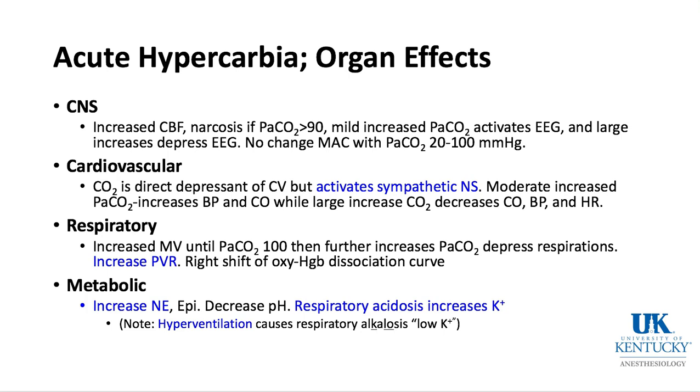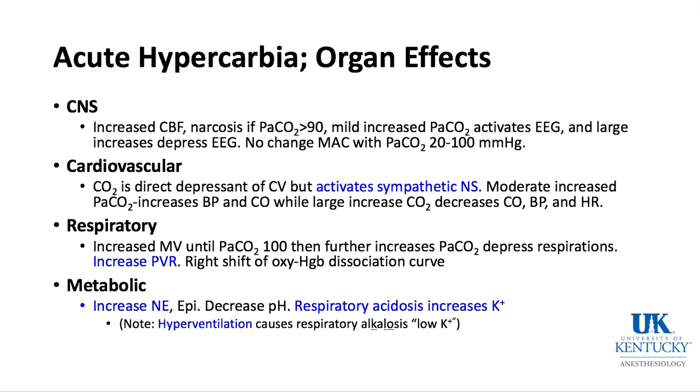What about the heart? CO2 is a direct depressant of the cardiovascular system, but in an active sympathetic nervous system, when the CO2 comes in, it activates it, and catecholamines go up. So the indirect effect is a rise in catecholamines, sympathetic stimulation, and a rise in blood pressure, heart rate, and cardiac output until the CO2 rises so high, and then there's a depression of cardiac output, blood pressure, and heart rate. The respiratory system responds to a rise in CO2 with increased minute ventilation, again until the CO2 rises very high, and then further increases actually depress respirations.